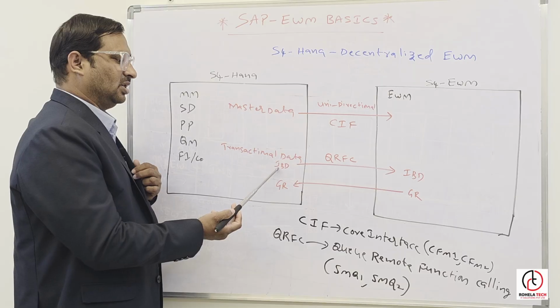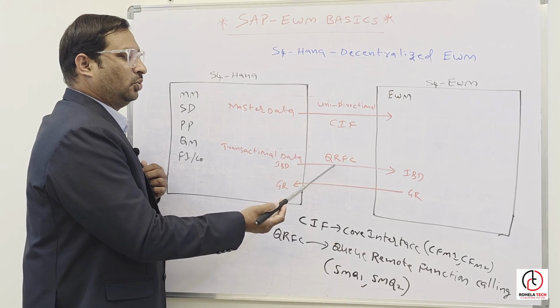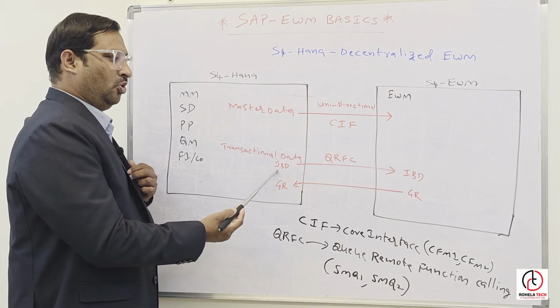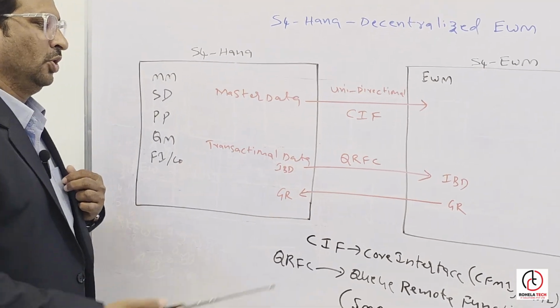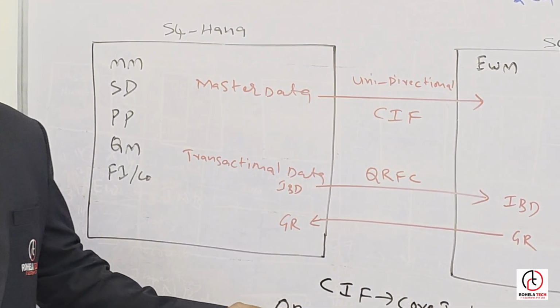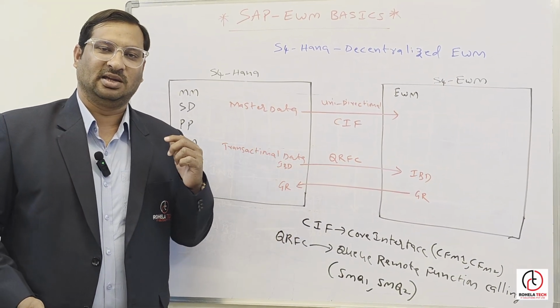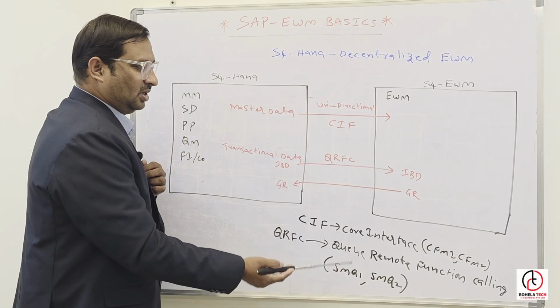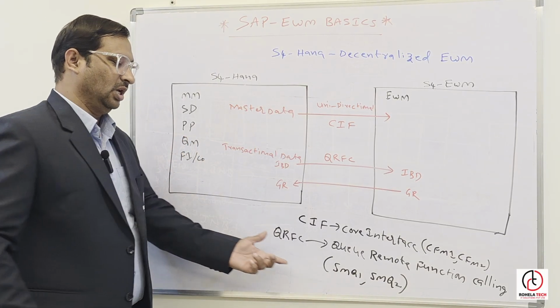Then whatever the transactional data, like inbound deliveries and outbound deliveries. Against the PO, the inbound delivery is created through QRFC connections, and this inbound delivery will be distributed to EWM. QRFC full form is Queued Remote Function Call. So we have the SMQ1, SMQ2 T codes.